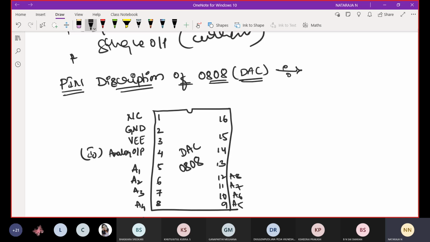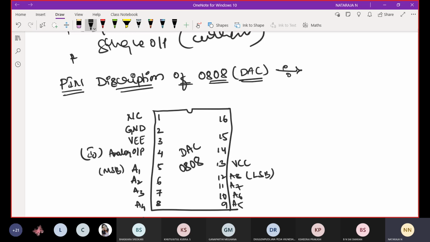It is not mandatory to take A. You can take D0 to D7, D1 to D8, like that. Anything you can represent. Here we need to identify the MSB and LSB. A1 will be the MSB, the most significant bit, and this will be your LSB bit. And pin number 13 will be VCC. Any IC should get a positive as well as a negative voltage. This is your VCC positive voltage, and the negative will be the ground potential.